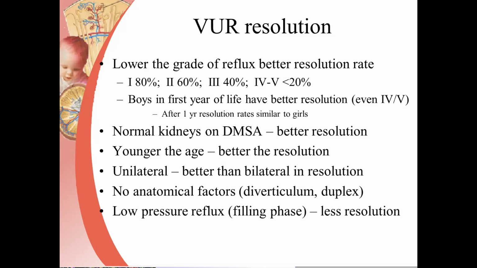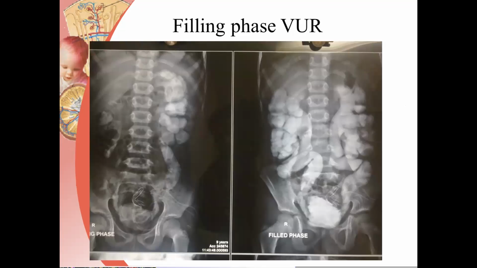Then unilateral reflux has a better resolution chance than bilateral reflux. No anatomical factors like diverticulum or duplex, they have better resolution. Then low pressure reflux, when they start refluxing during the filling phase itself, that is a bad risk. So they have less resolution chance. This is known as the filling phase reflux, where the reflux has already started while filling, so at small volumes. This is a very high reflux. This has got very little chance to resolve.